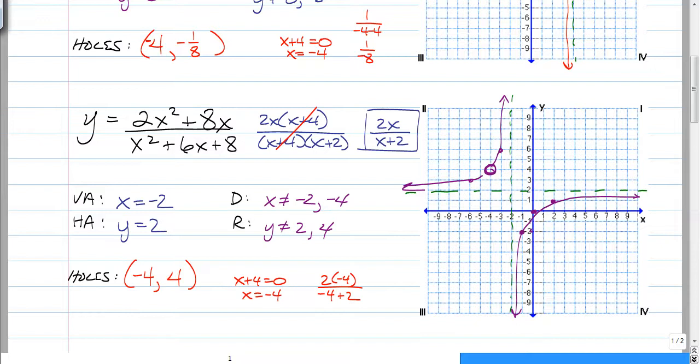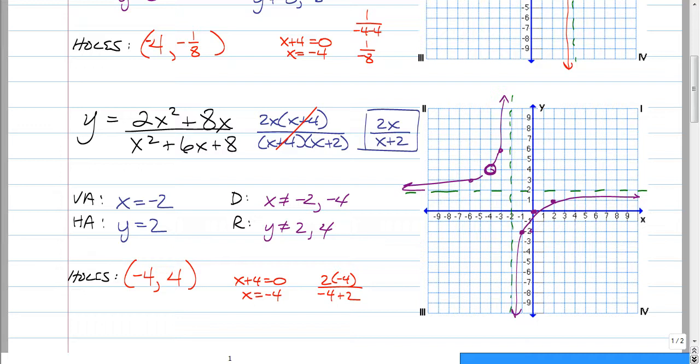So did you get it correct? You needed to factor the top and bottom, and your x plus 4s will cancel, leaving you with 2x over x plus 2. Same number of x's on top and bottom, so 2x over x reduces to 2. X equals negative 2 for your vertical asymptote. And your hole was created by the x plus 4's canceling, so leaving you with a negative 4 comma, substitute it back in, and you get another 4.